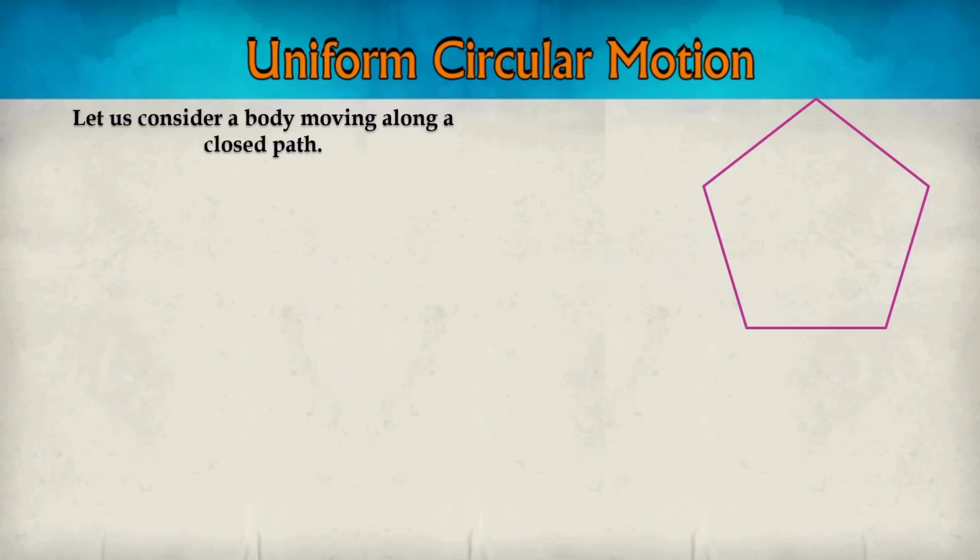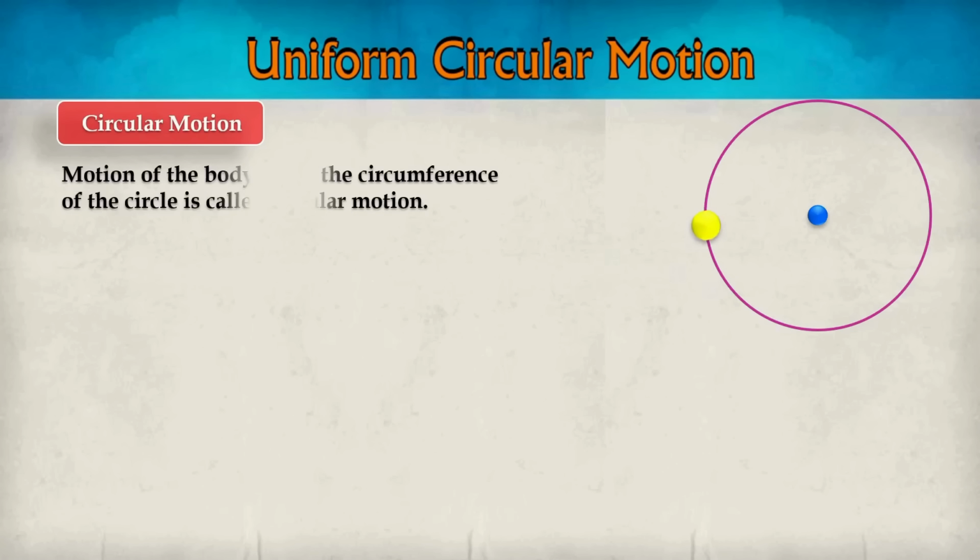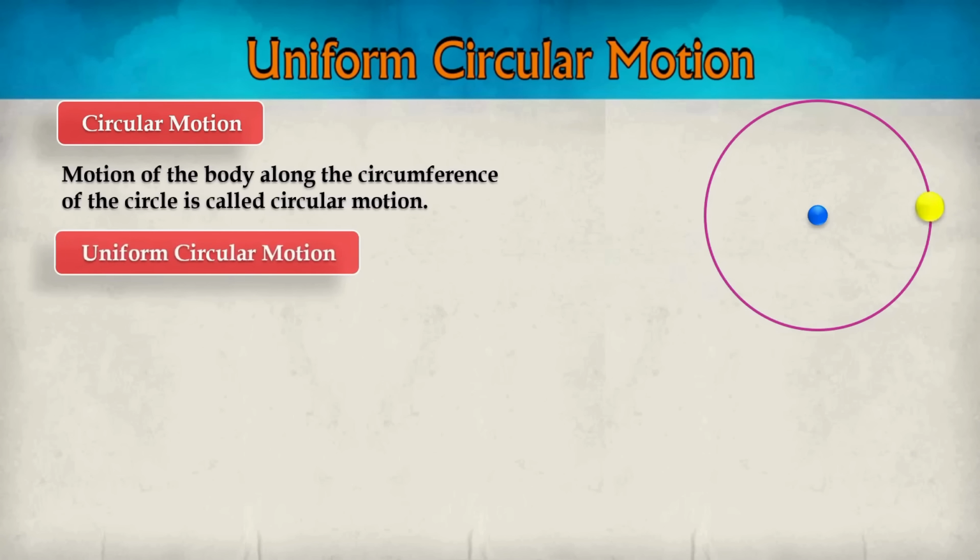Let us now understand uniform circular motion. First, imagine a body moving along a closed path. The path may have several sides like a square or a polygon. As the number of sides increases, the path gradually becomes closer to a circular shape. When the body finally moves along the circumference of a circle, this type of motion is called circular motion. In simple words, circular motion is the motion of a body along the circumference of a circle.